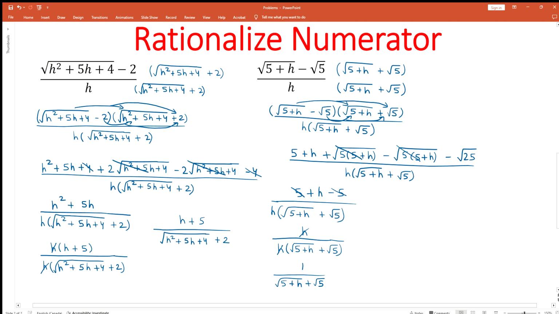So these are the steps you have to keep in mind to rationalize the numerator of these types of expressions.